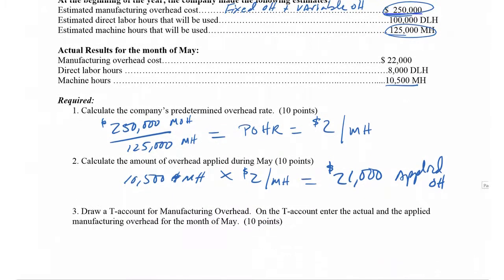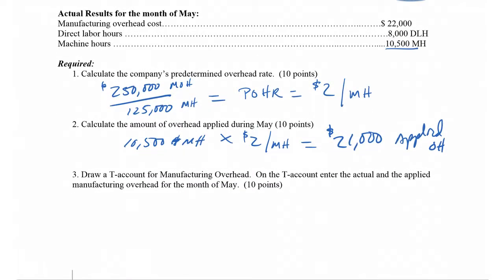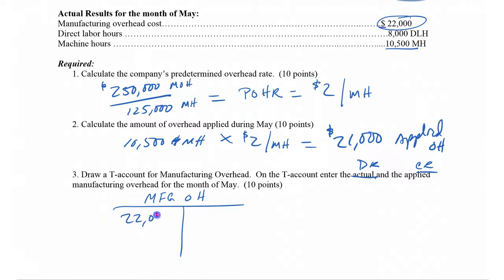Now, scroll down a little bit. Draw a T account for manufacturing overhead. No, that's not too hard. Right? Manufacturing overhead. Enter the actual. Actuals are always debits and applieds are always credits. So the actual overhead goes on the debit side, and it tells us the actual is 22,000. The applied you just calculated here at 21,000. And that's all you have to do with that one.